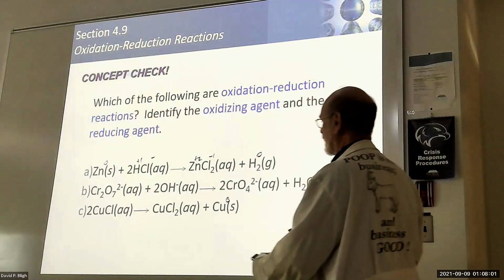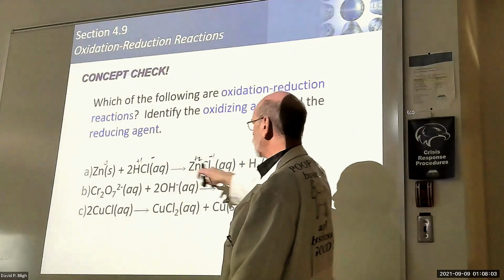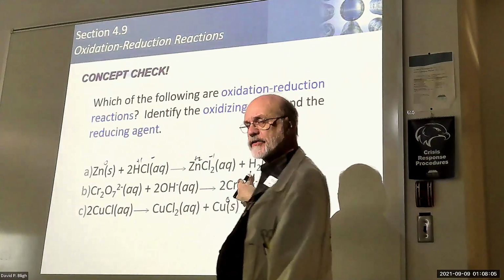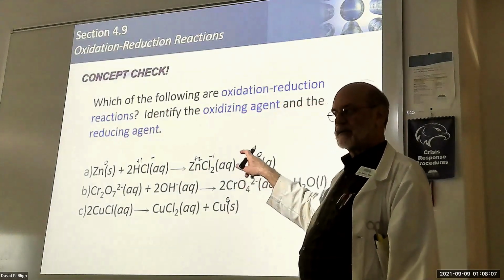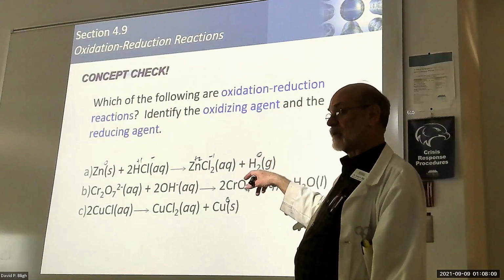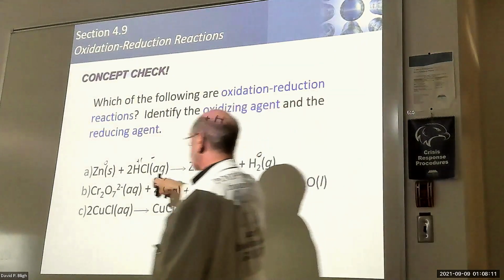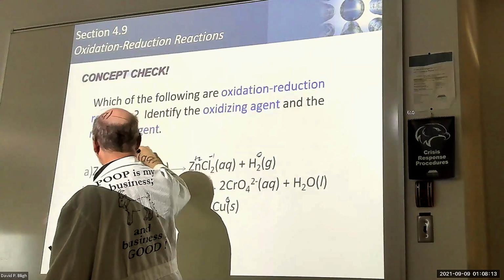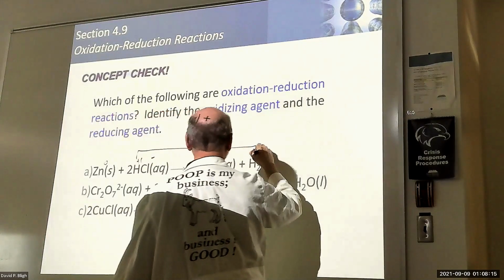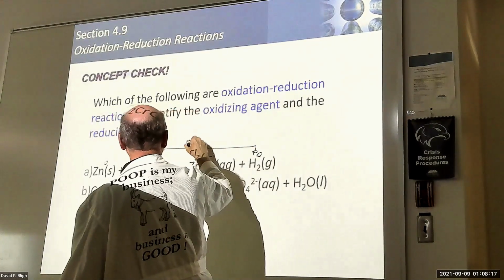So what happened? The hydrogen went from +1 to 0. How do you do that? You have to add an electron, don't you? Add an electron to a positive, and it makes it 0. So this one is a reduction.